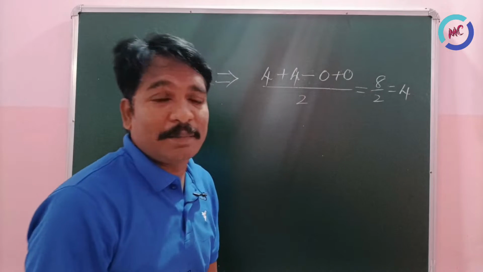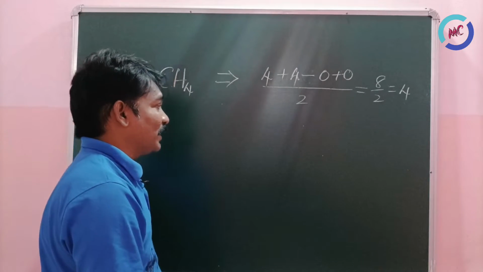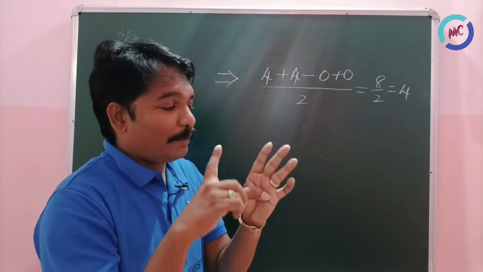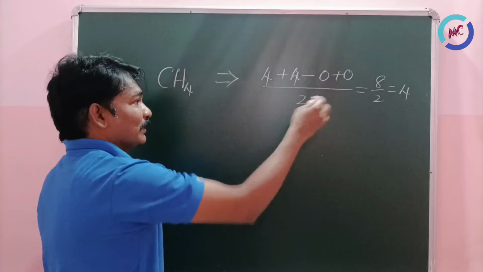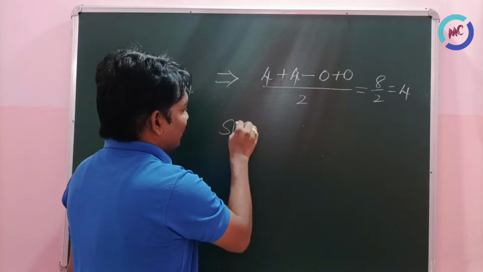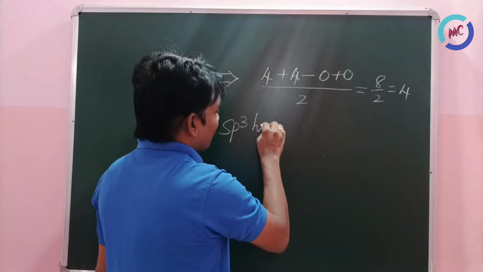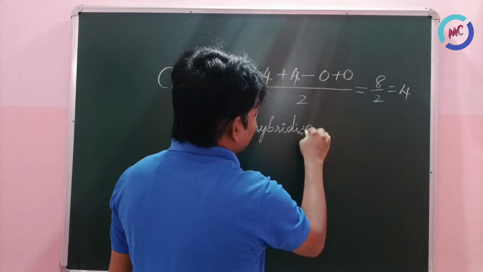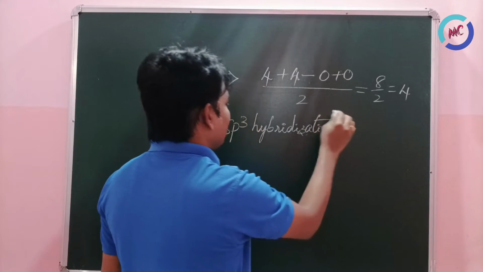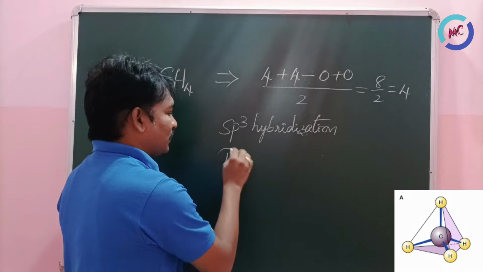If hybridization number is 4, then it is sp3 hybridization. sp3, total 4. 1 s and 3 p, that is 4 here. sp3 hybridization. If the molecule has sp3 hybridization, what is the shape? Tetrahedral shape.